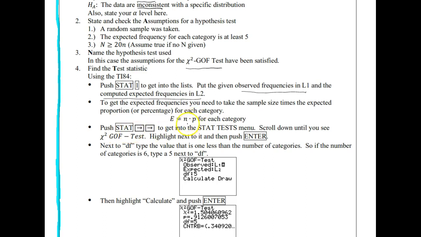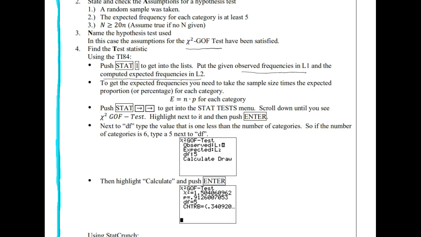Once we've got those two lists of data in there, we're going to push stat and arrow over to the test menu, scroll down to find the chi-square goodness of fit test, highlight next to it, and push enter. Now, in this case, we are going to have to enter a number for degrees of freedom. In this place where it says DF, we're going to take the number of categories and subtract 1.